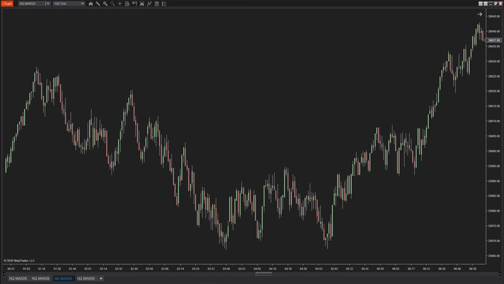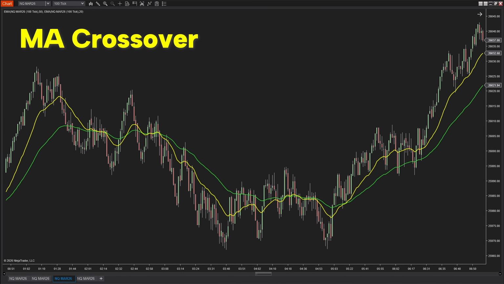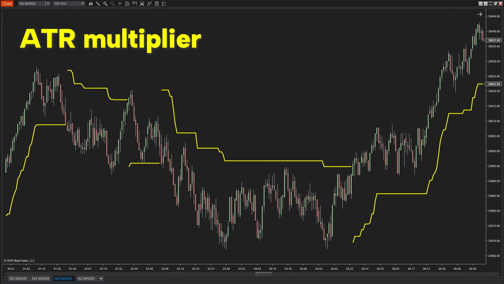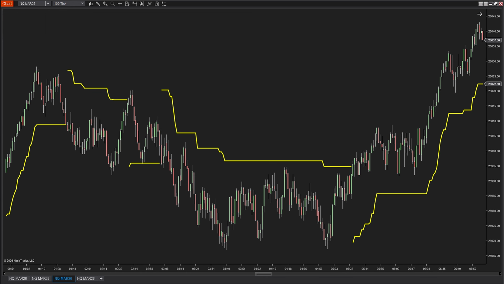Right now, how are you identifying market trends? Are you using moving averages and watching for crossovers? Or are you relying on ATR to measure trend strength? These methods are stable, reliable, and not easily affected by market noise. But sometimes, deep down, you still feel like it's not enough. You're still searching for something better, faster, clearer, and more effective.